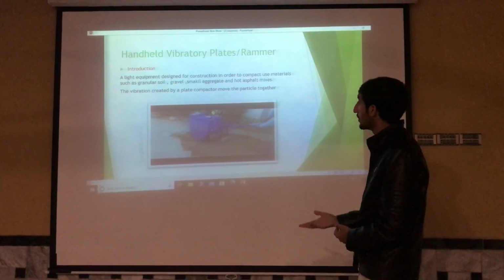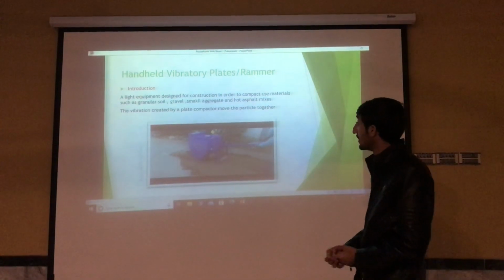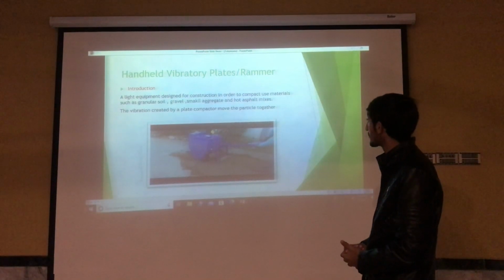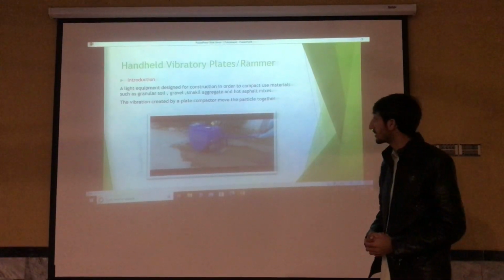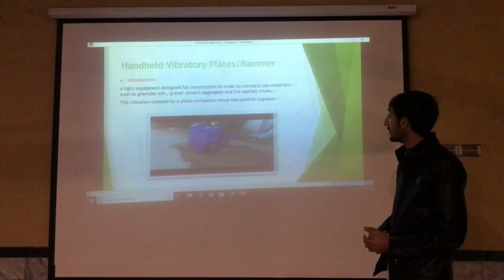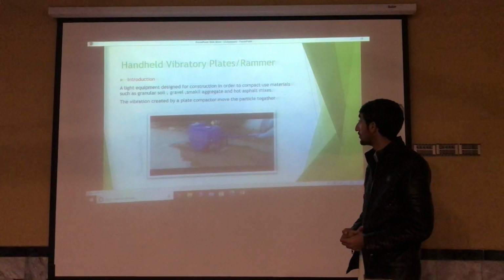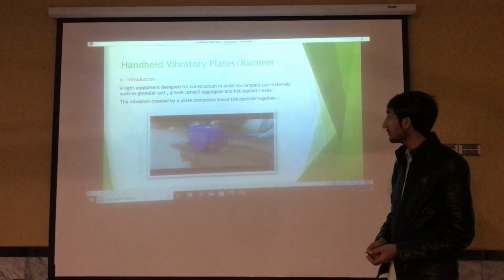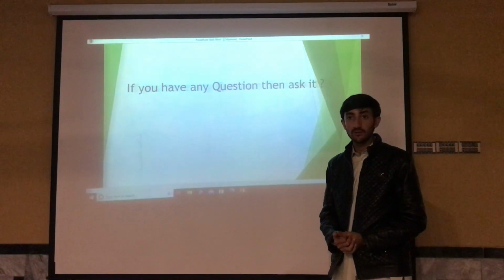This equipment also uses the vibration compactive force to compact the soil. It is a light equipment designed for construction in order to compact materials such as granular soil, gravel, small aggregate, and hard asphalt mixes. The vibration created by a flat compactor moves the particles together. So these are all the equipment compared. Thank you very much. Thank you.